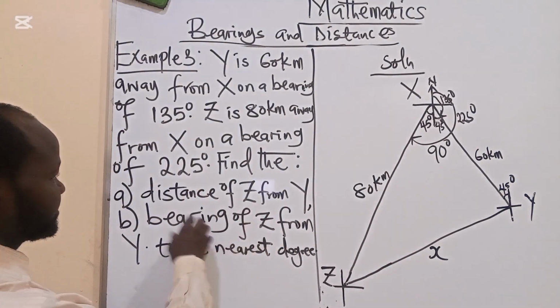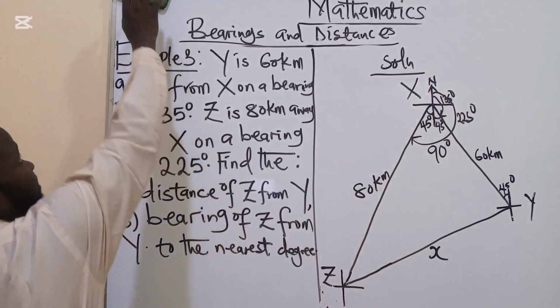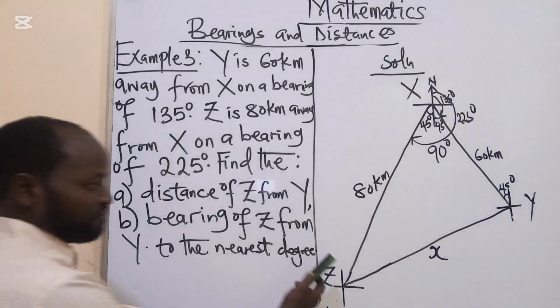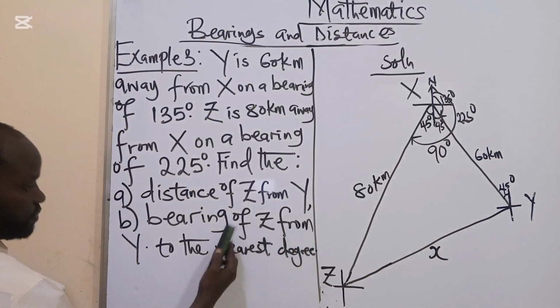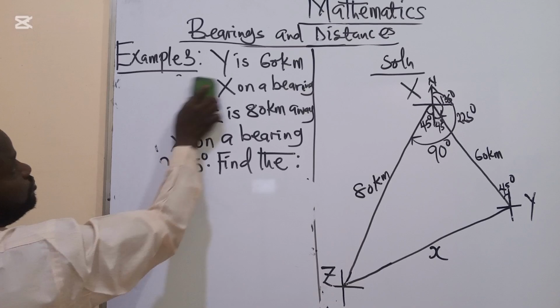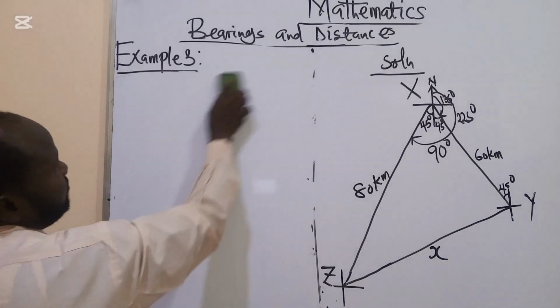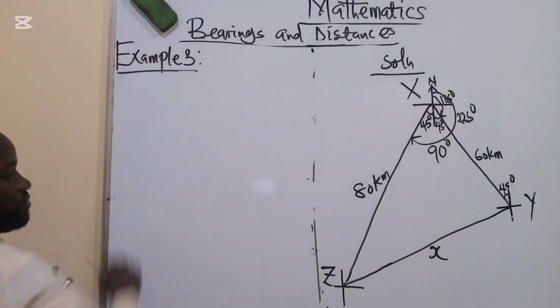We are asked to find the distance of Z from Y, which is this length now. Let me clean the question. Then the other question is the bearing of Z from Y to the nearest degree. So we can remove the question to solve for the distance of Z from Y. Okay, let's look at how we can do that.